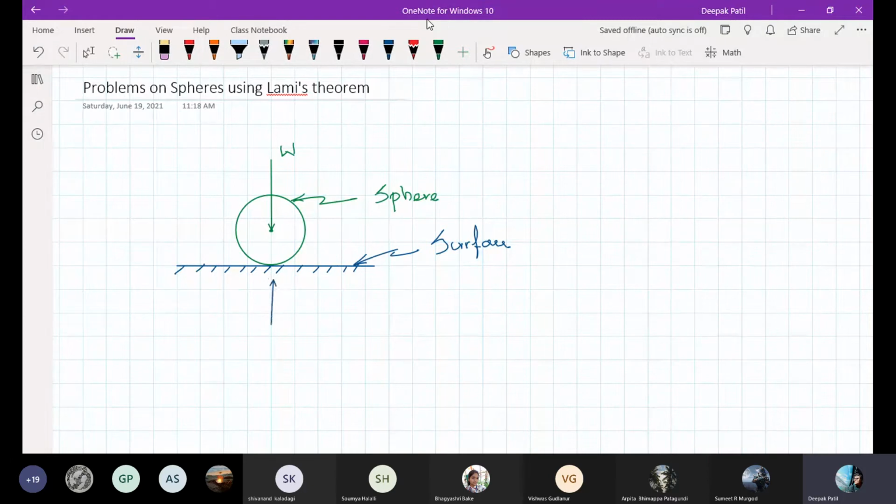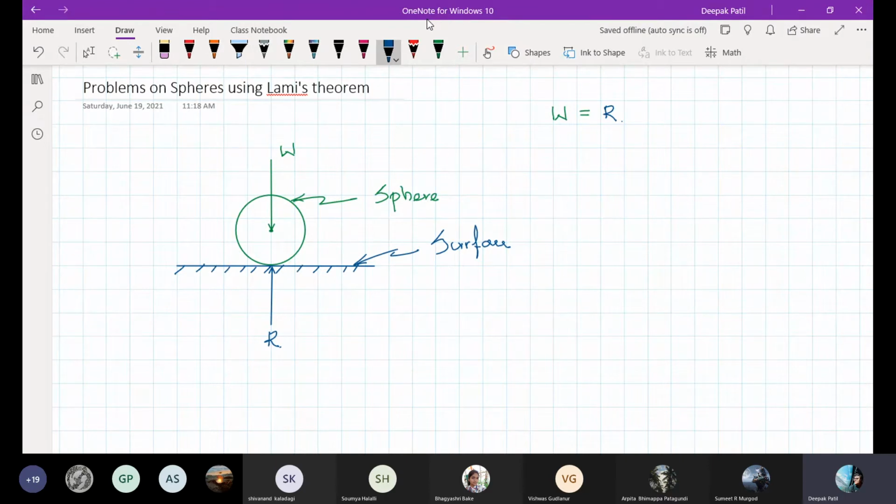There will be an equal amount of reaction from the surface. So that reaction we term as R. In this case, it is very easy to say that whatever weight of the sphere is there will be exactly equal to the reaction, because without reaction, what will happen? It will fall down, right? Without reaction, this sphere will fall down. So since there is a reaction, the sphere is standing at its own space.